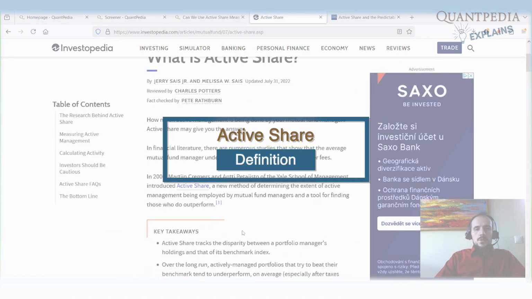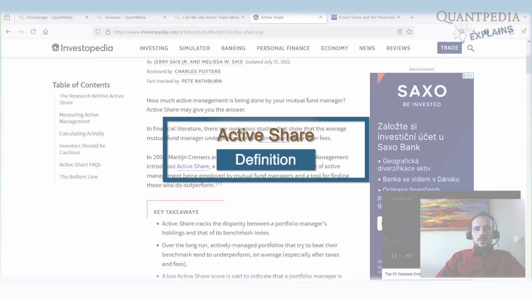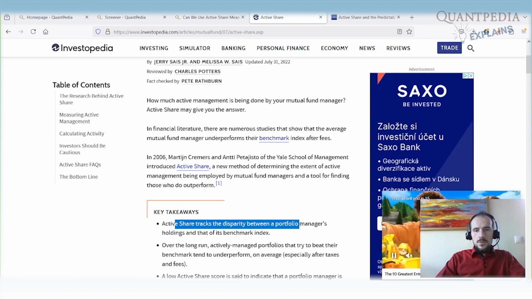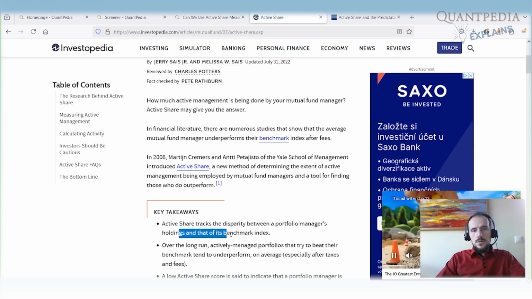The active share in financial literature is the method to determine the extent of the active management that's employed by mutual fund managers. The active share tracks the disparity between the portfolio manager's holdings and the holdings of the benchmark index. It's stated in percentage terms.